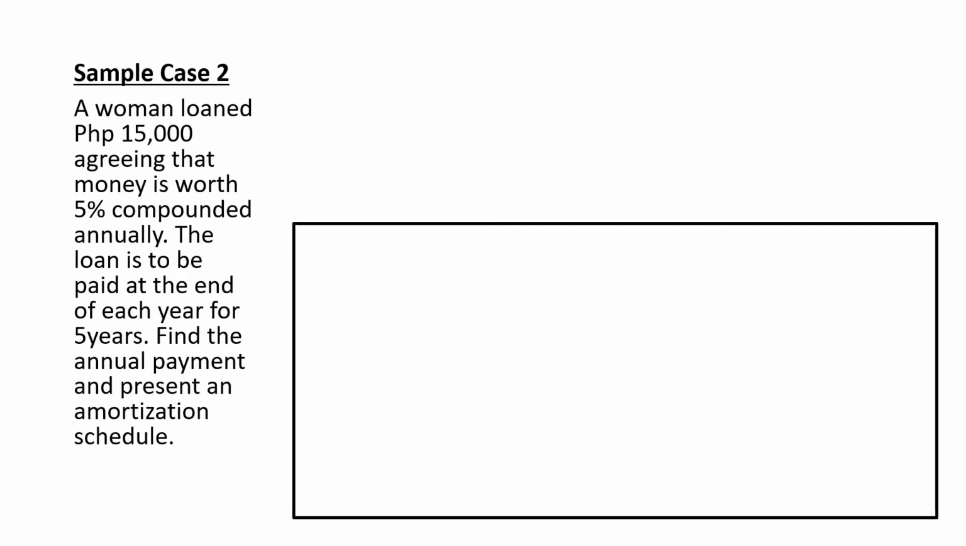To better understand the amortization, let me present another case. A woman loaned 15,000 pesos agreeing that money is worth 5% compounded annually. The loan is to be paid at the end of each year for 5 years. Find the annual payment and present an amortization schedule.